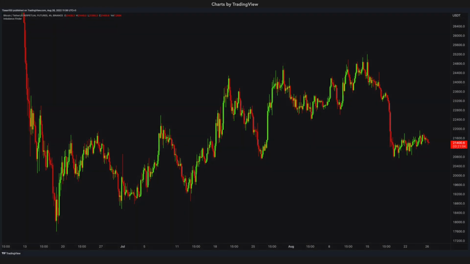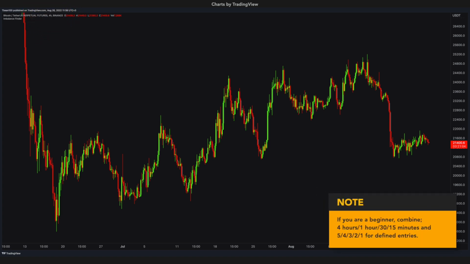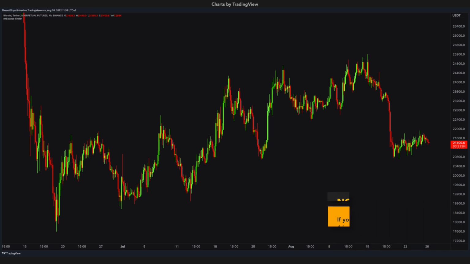Let's start with the high time frame analysis. Let's check out the 4 hours time frame. If you are so confused about time frames, start combining 4 hours, 1 hour, 15 minutes, and 5, 4, 3, 2, 1 minutes together for a starter.